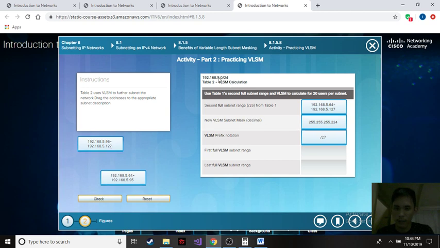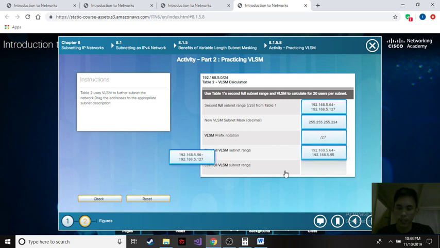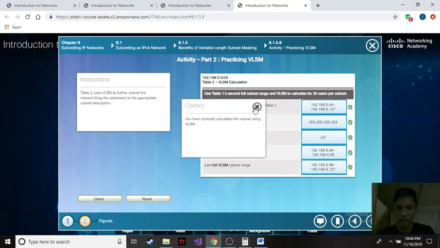And then we're going to base it here again on the closer one. So 64, then 127. So this is the full VLSM subnet mask range, and then 192.168.5.64. So let's check if we got the correct answer. So that's it.